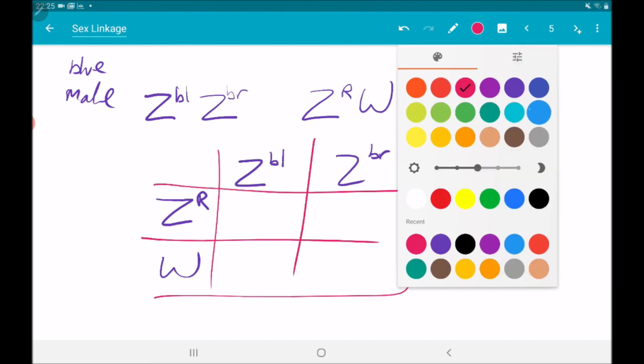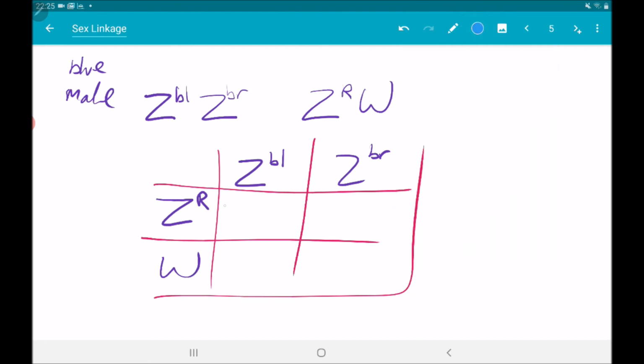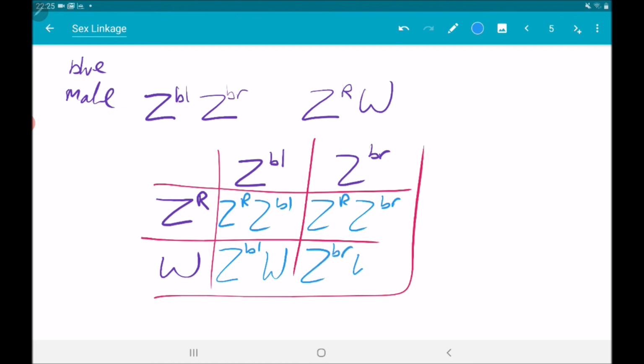So we're going to have a Z^R Z^Bl there. That's going to be a red male. We're going to have a Z^R Z^Br. That's also going to be a red male. Then we're going to have a Z^Bl W. That's going to be a blue female. And a Z^Br W. That's going to be a brown female.